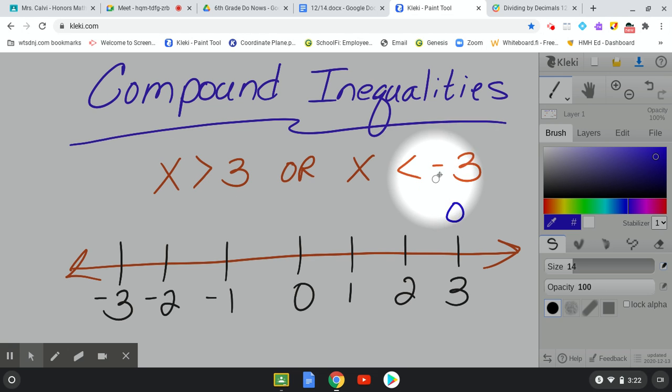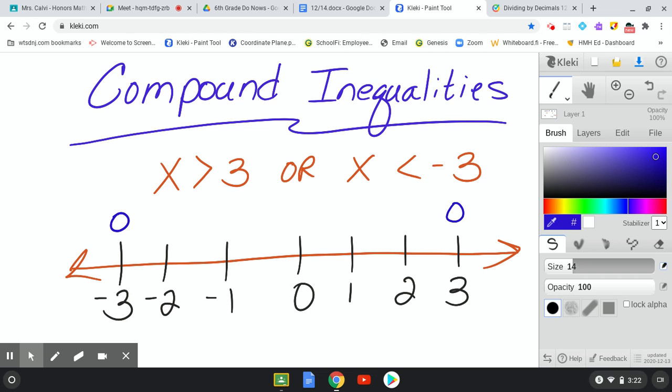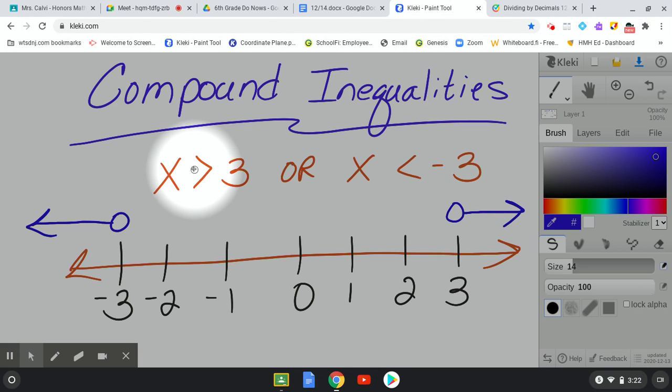I'm going to have an open circle at -3. And whenever it is an OR problem, I'm going to have my arrows going in opposite directions. Okay? Which makes sense. So this one, the inequality symbol is pointing in this direction, going to the right. And this one, x is less than -3, it should be pointing going left. So if it's an OR problem, you should have two lines going in opposite directions.